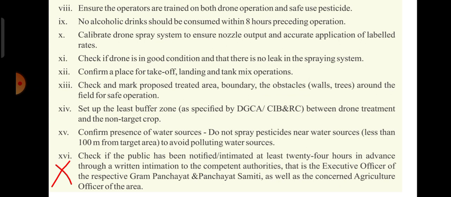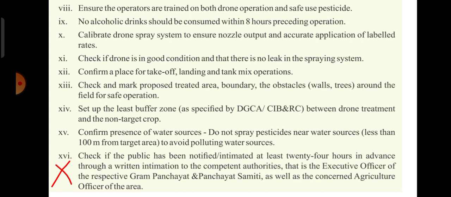Calibrate the drone spray system to ensure nozzle output and accurate application of labeled rates. Check if the drone is in good condition and that there is no leak in the spraying system, because this may cause wastage of water or pesticide. Confirm a place for takeoff, landing and tank mix operations.